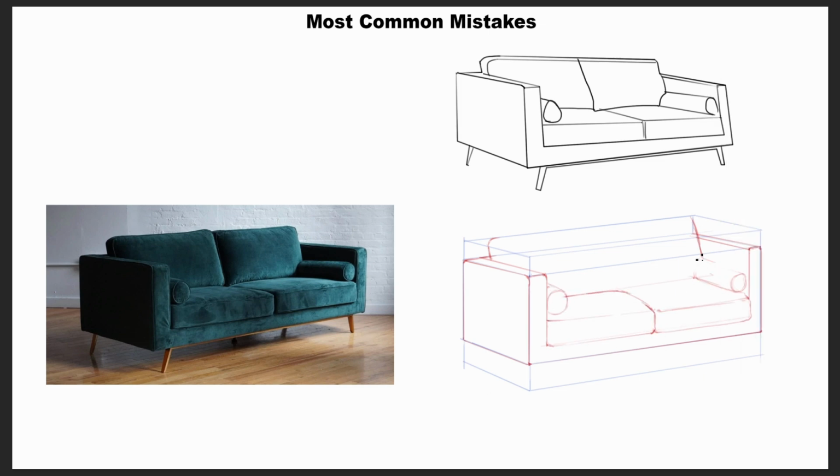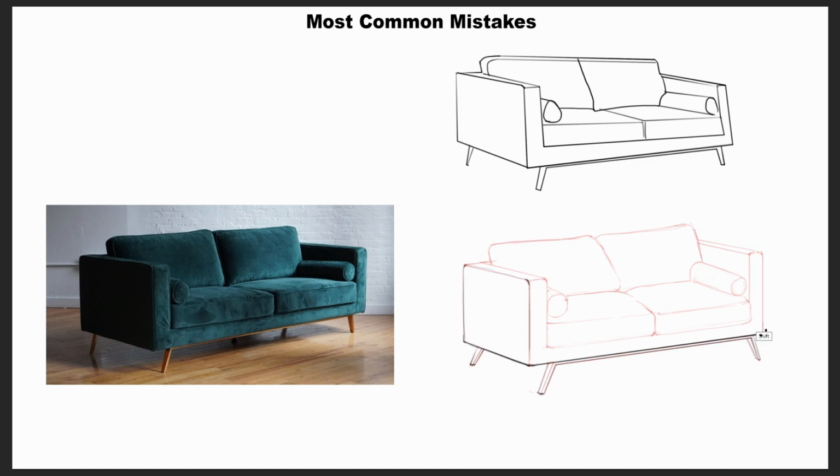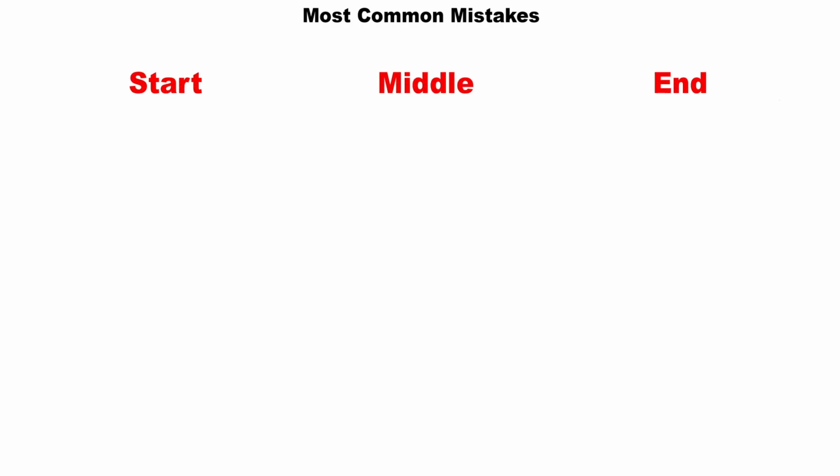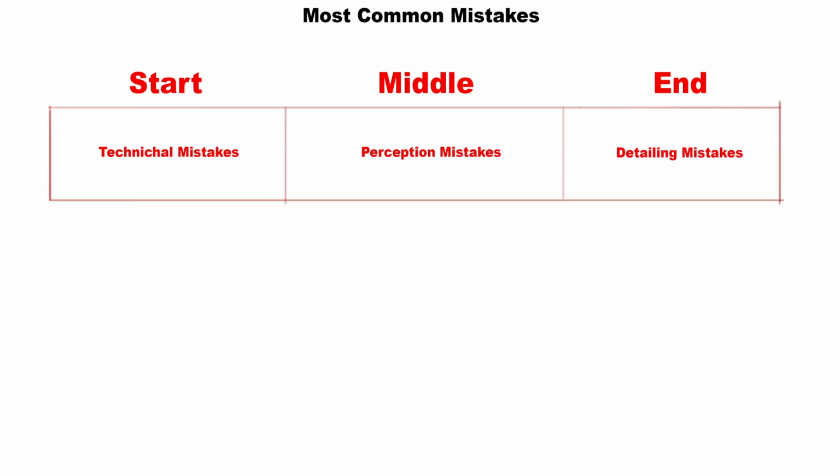So in order to avoid the headaches of reworks, let's talk about the most common mistakes beginner artists make when drawing in perspective. I would divide these mistakes into technical mistakes, like wrong perspective, horizon line, or vanishing points, and perception mistakes, like wrong path, wrong duplications, or wrong measurements. And finally, detail issues, like adding too much detail, too little, or no variation. You can look at them as three stages of perspective drawing.